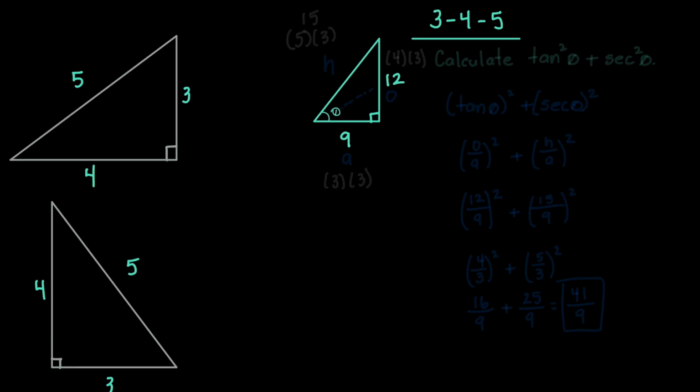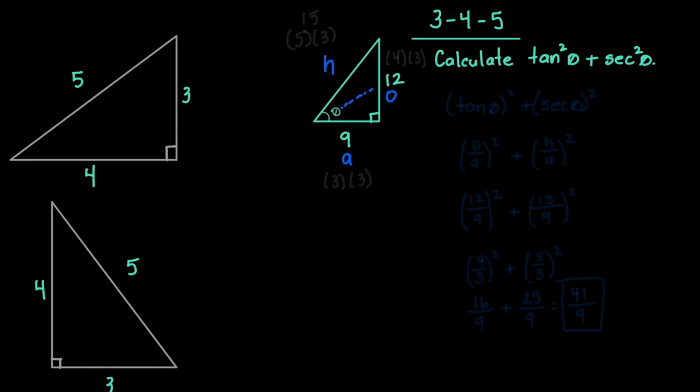Okay, we've got our new triangle. It's labeled. This question wants you to calculate tangent squared theta plus secant squared theta. Now let's go back to our triangle, get our sides labeled so we know what information we have and what we need. This is my theta, this is my opposite. Next to is my adjacent. Across from 90 is always my hypotenuse.